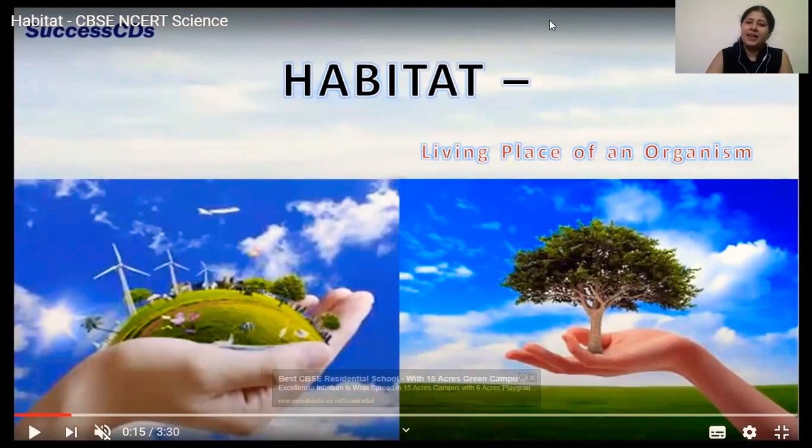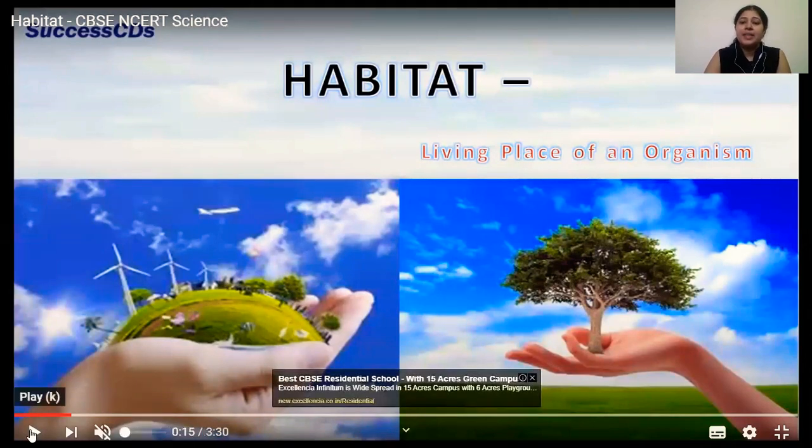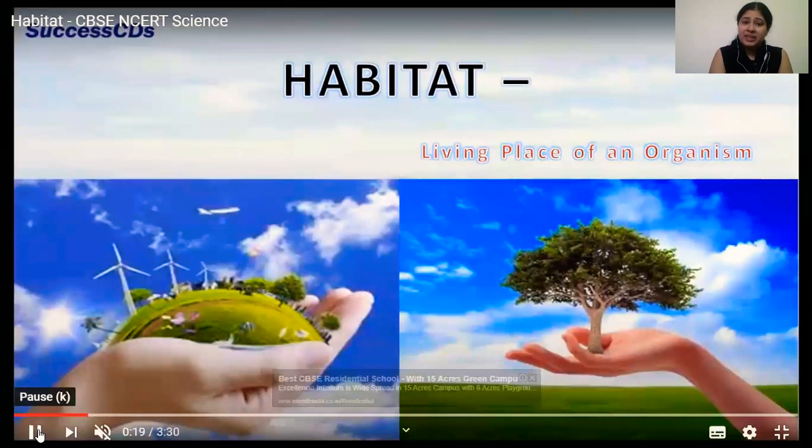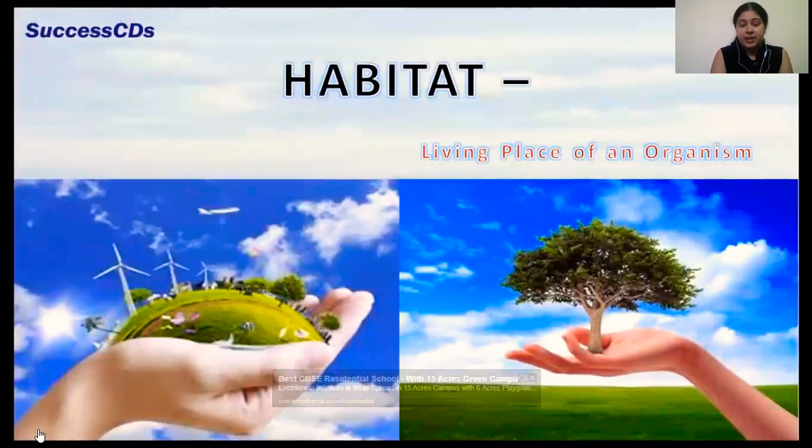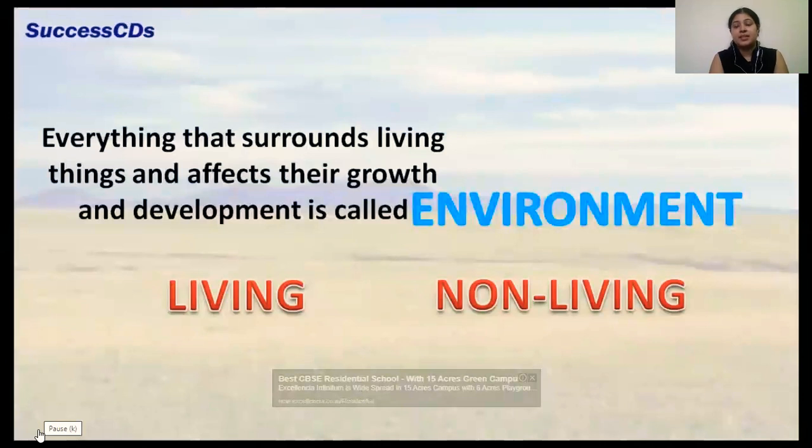What do we mean by a habitat? Habitat is the living place of an organism. Our planet Earth is home to millions of organisms, millions of plants, millions of animals, birds, insects, etc. We can find animals and plants on land, in water. If we talk about land, then we can find animals and plants in deserts, forests, etc.